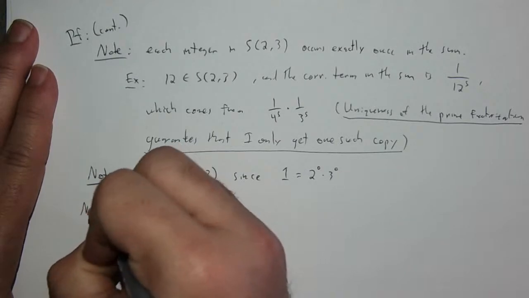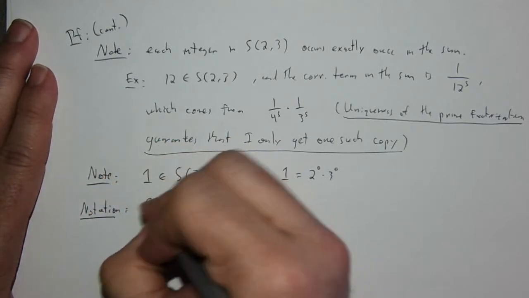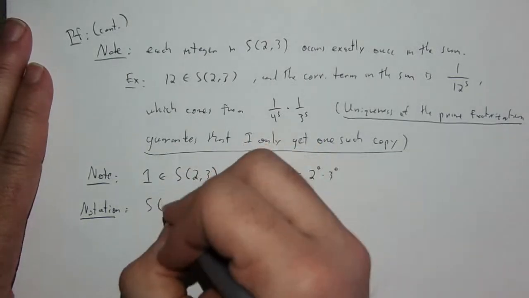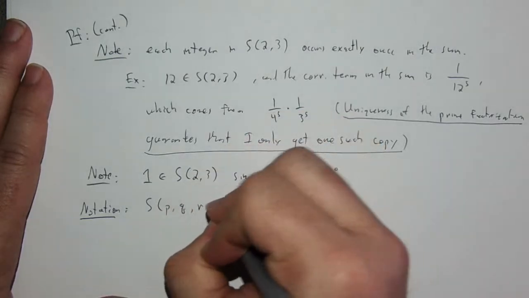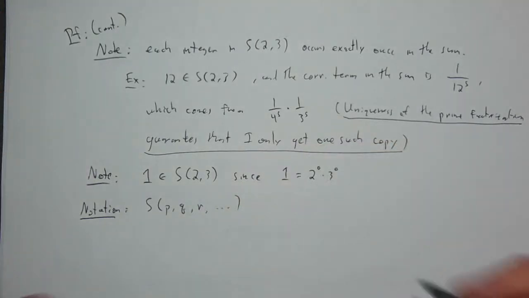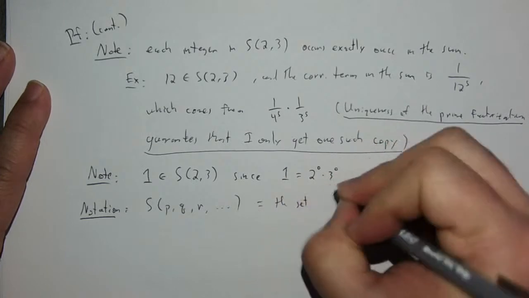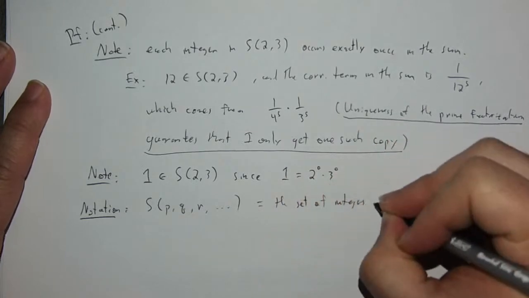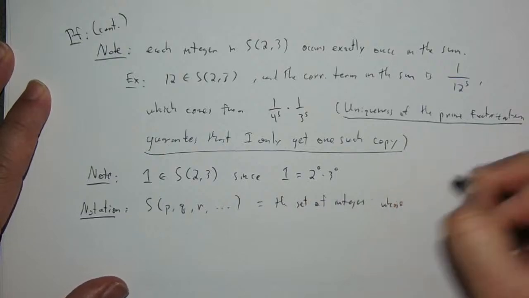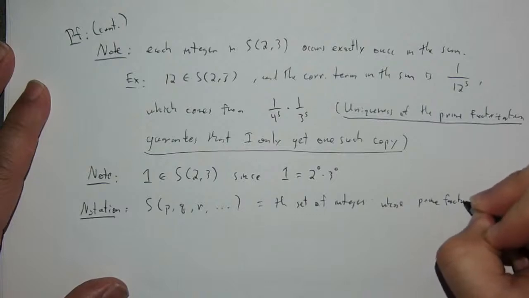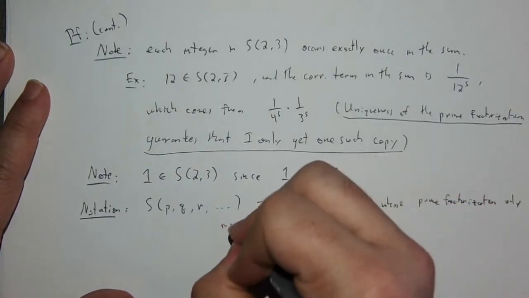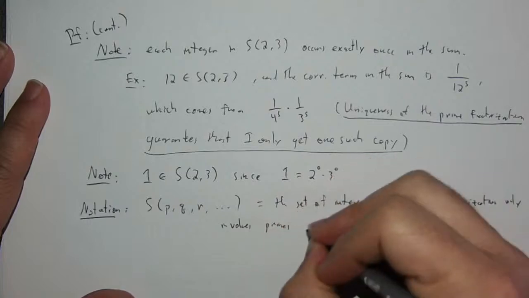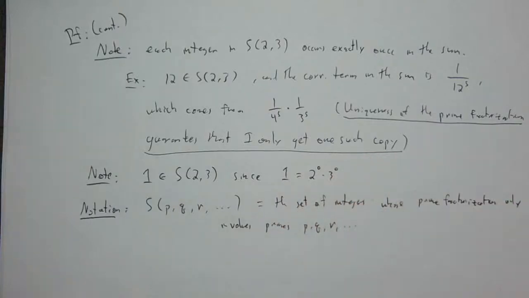And here's further notation. S of, say, P, Q, and so on. We usually use P and Q for primes. I'm just going to say R here and so on. This is the set of integers whose prime factorization only involves primes P, Q, R, and so on, in the same fashion.